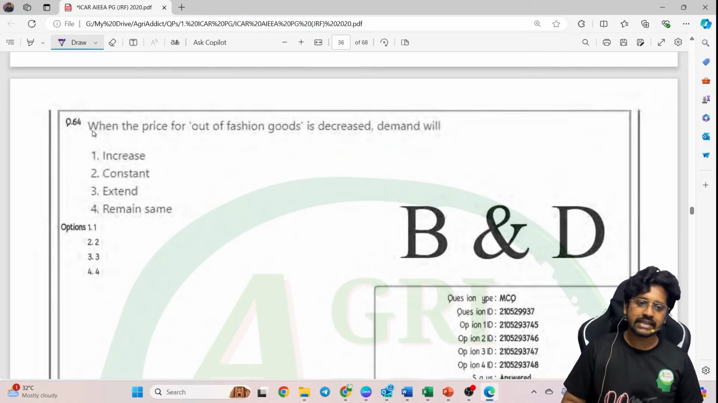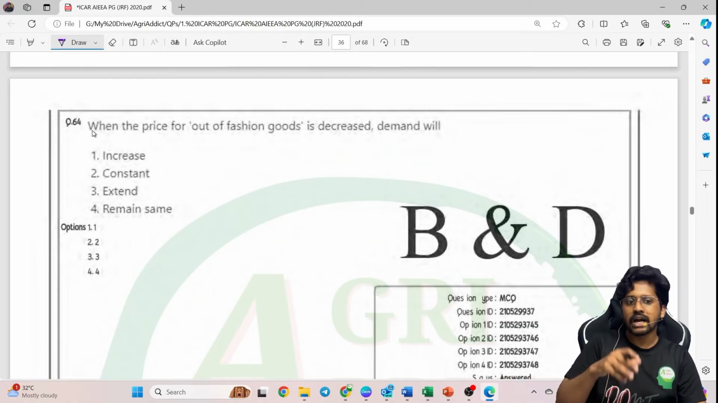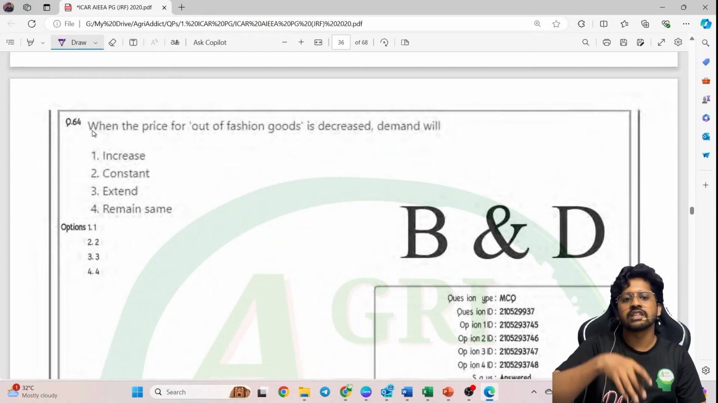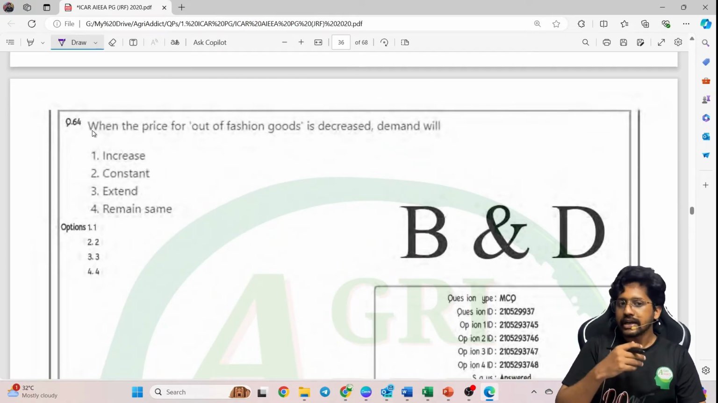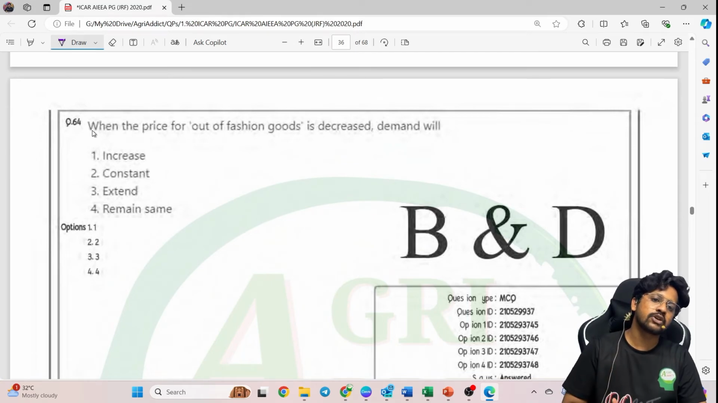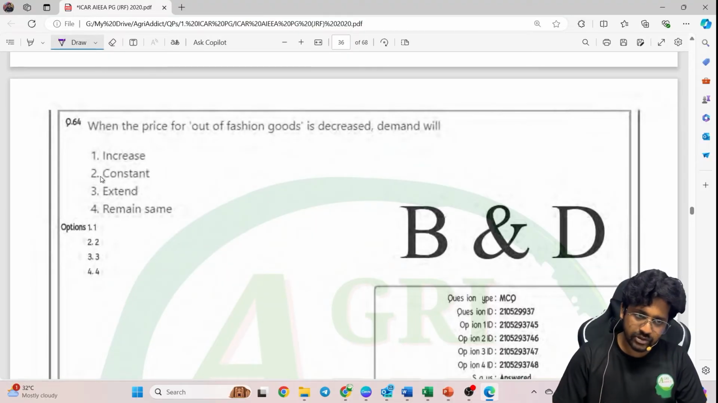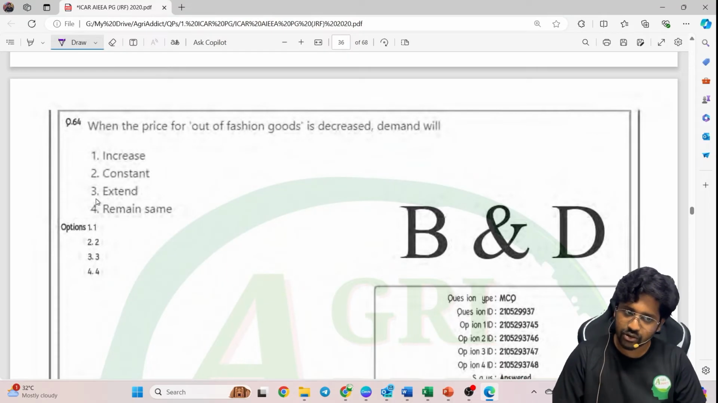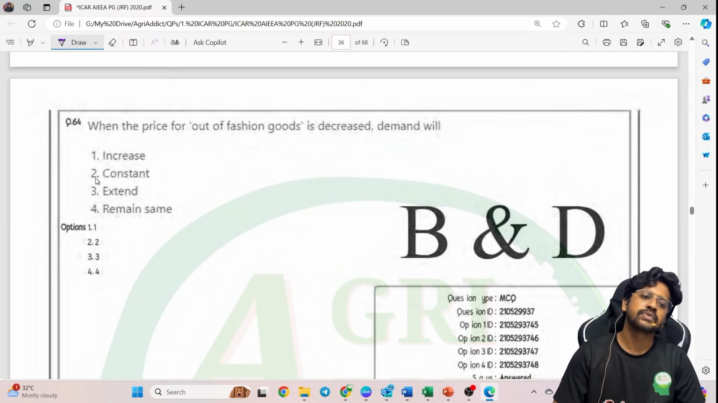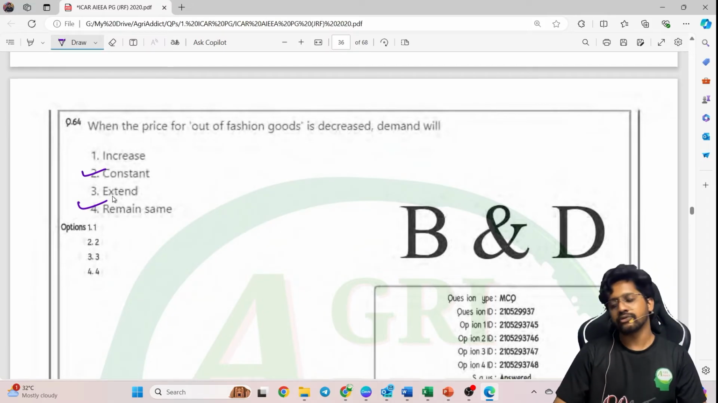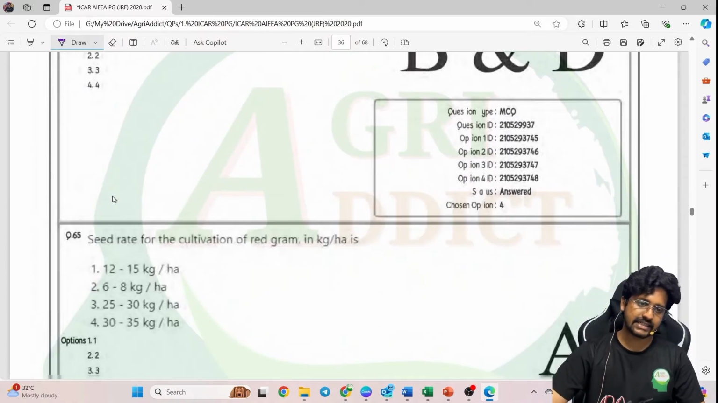will be remaining same, because out of fashion goods are not actually coming under the law of demand in order to follow some quantitative relationship with the price as well as the demand. So irrespective of the price change of the out of fashion goods, the demand for the same will remain constant in the economy. So therefore the second option goes like constant, the fourth option goes remains same. Both are having the same meaning. So therefore 2 and 4 can be considered as the correct answer.